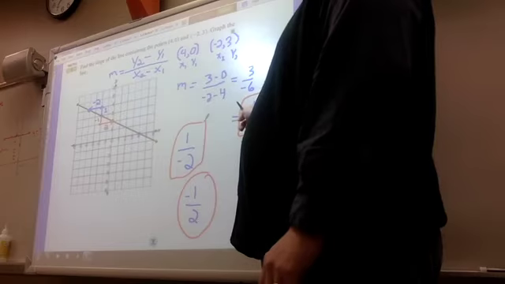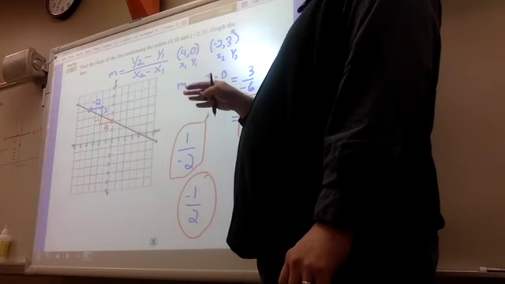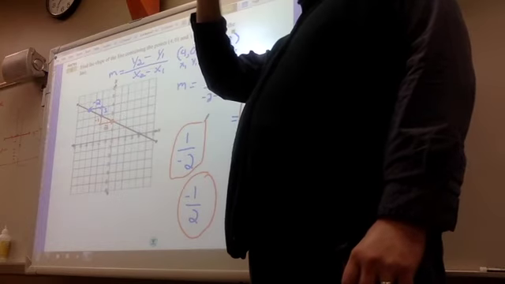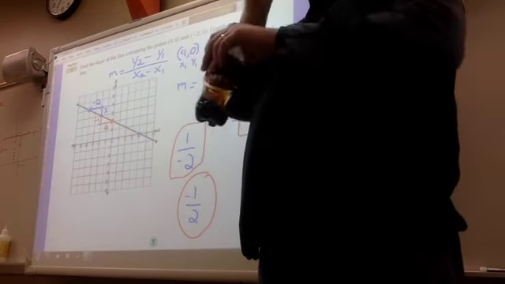Okay? Because if you have a negative, that means just one of those is negative, not both. Because if both of them were negative, what's a negative on top and a negative on bottom do? Cancels out, makes it positive.